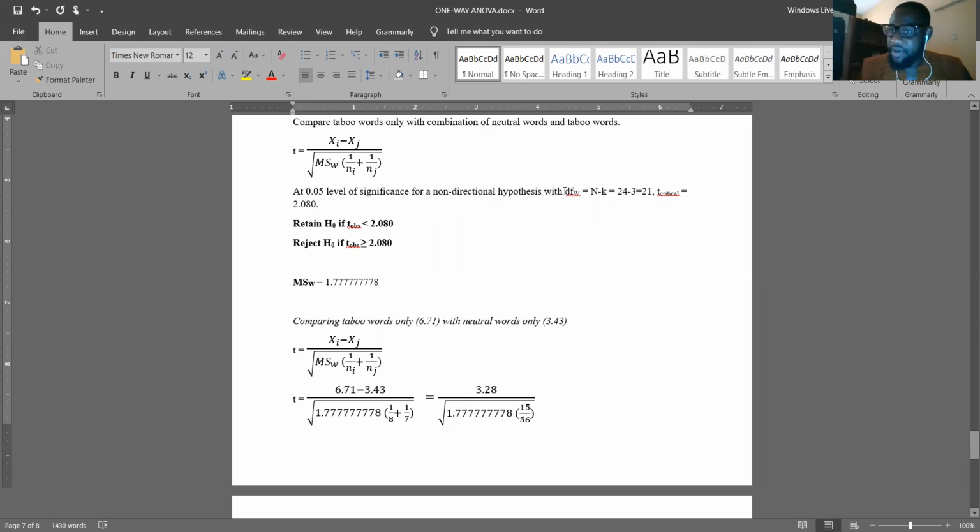we normally use the degree of freedom for within, which will be n minus k. This time around, you could see that our sample sizes were different. We had 7, 8, 9. Group 1, their sample size was 7, group 2, 8, group 3, 9. So when you sum 7, 8, 9, you have 24, which will be 24 minus the total number of groups, which is 3. So our degree of freedom here will be 21.